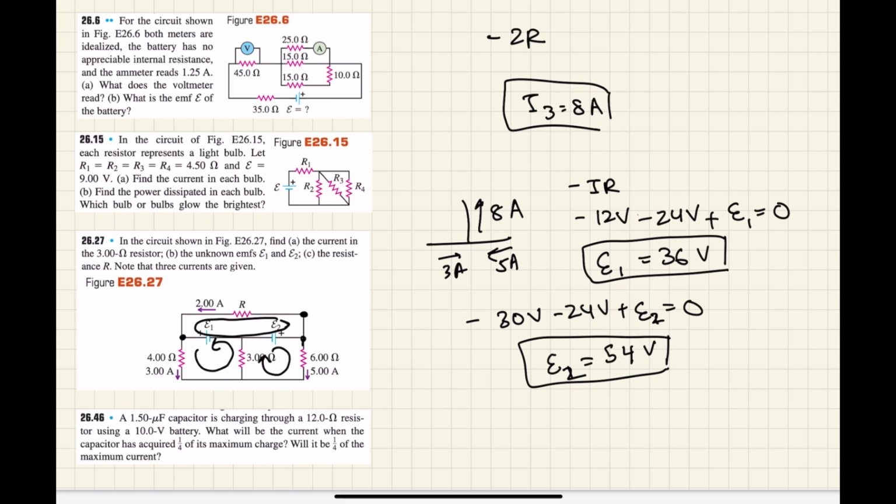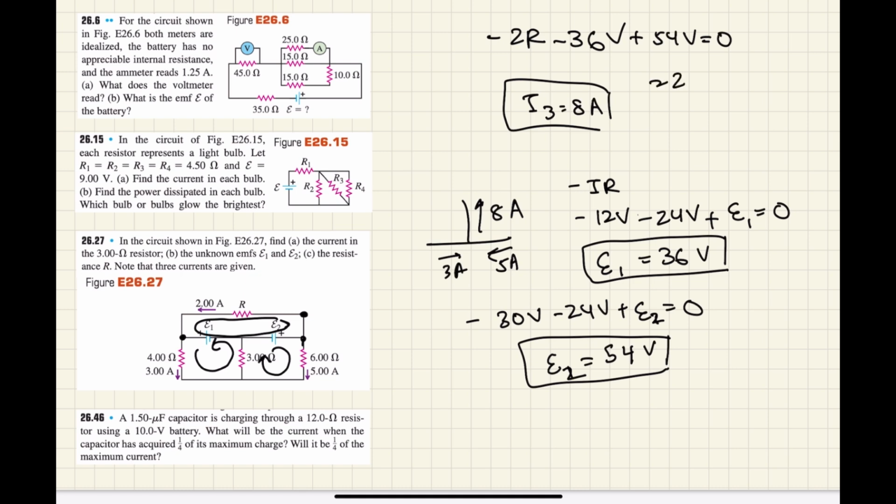Then we're going through the EMF from the positive to the negative, which means we're actually going the opposite way, so it'll be negative 36 volts, because that's the EMF of EMF 1, and we're going the opposite way. We're going negative to positive in EMF 2, so that's plus 54 volts, equal to 0. And so 54 minus 36 is 18.